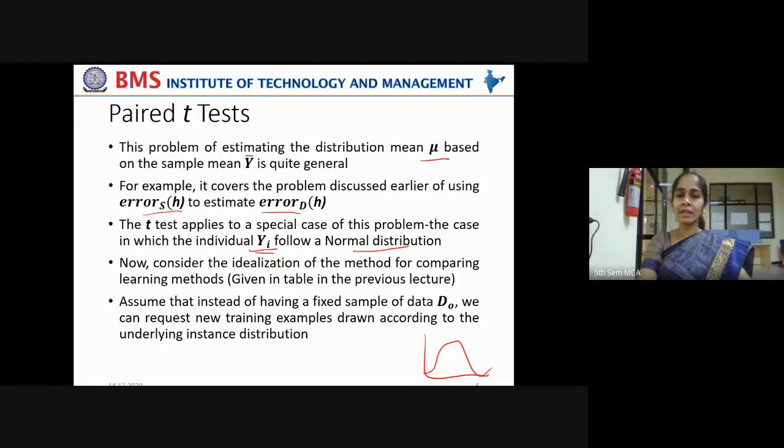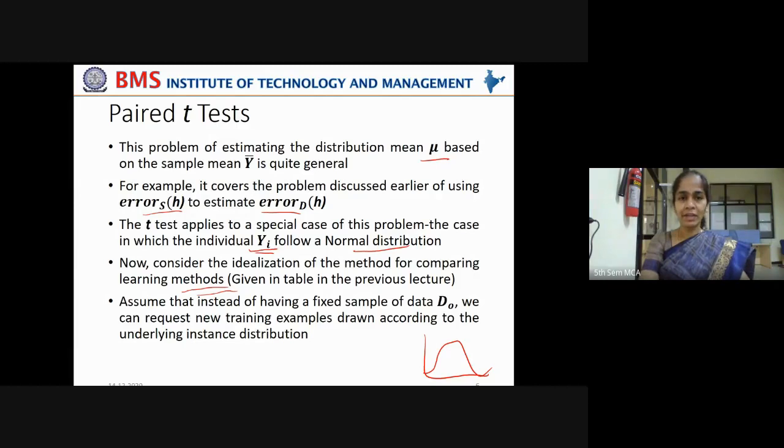Now consider the idealization of the method for comparing learning algorithms given in the table in the previous lecture. You remember in the previous lecture, the method for comparing learning algorithms: divide the data set into k partitions, take one partition for the test set and k minus 1 partitions for training. We have that procedure, right? Consider that method for comparing the learning methods.